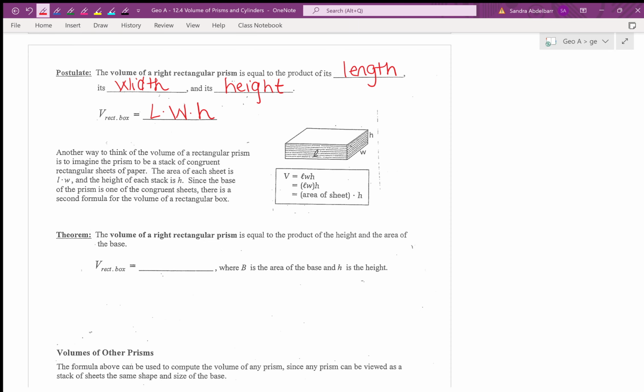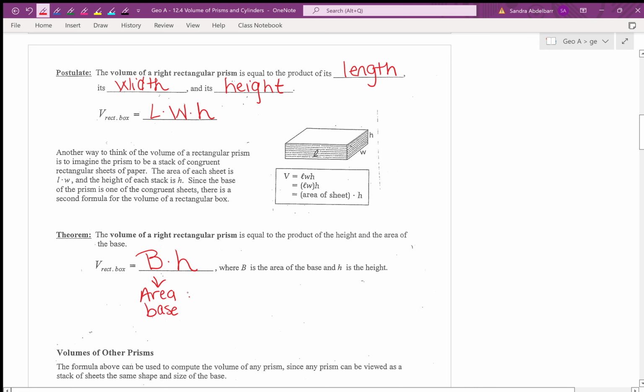Okay, because a rectangular solid is considered a prism, it will follow the formula for all other prisms, which is area of the base, remember that capital letter B we had discussed, times the height, where B is the area of the base. And that formula, that big capital letter B times the H, works for any prism under the sun.